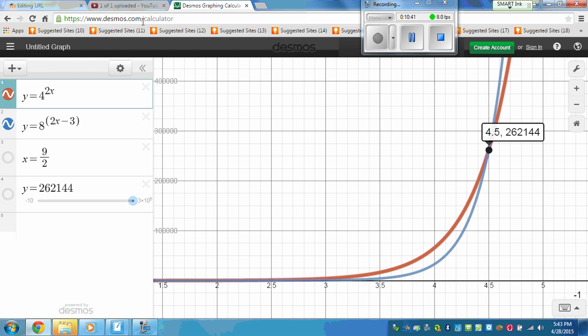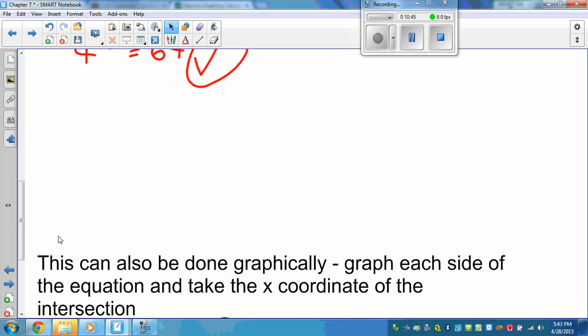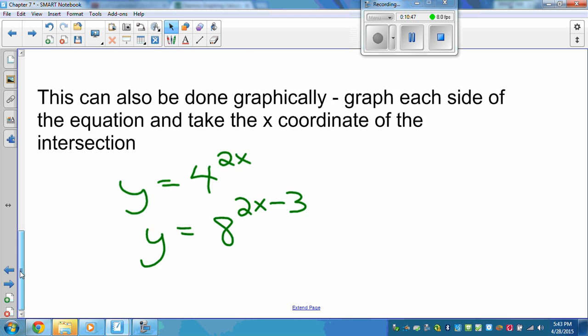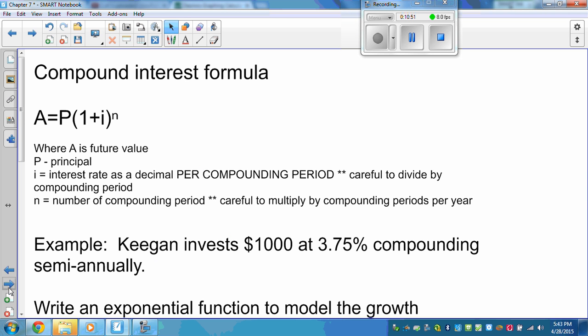Okay, back to what we were doing here. So we're looking for the x-coordinate of the intersection. The next example is a little better.